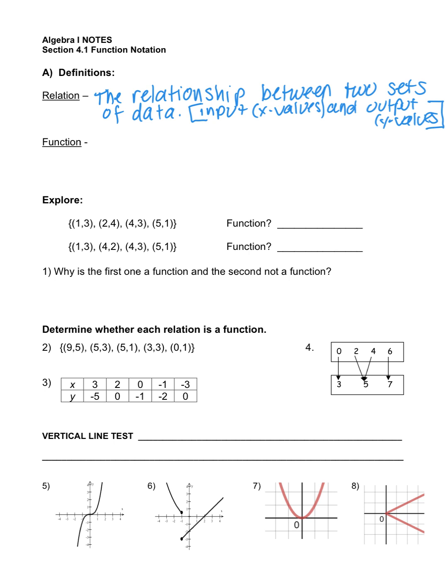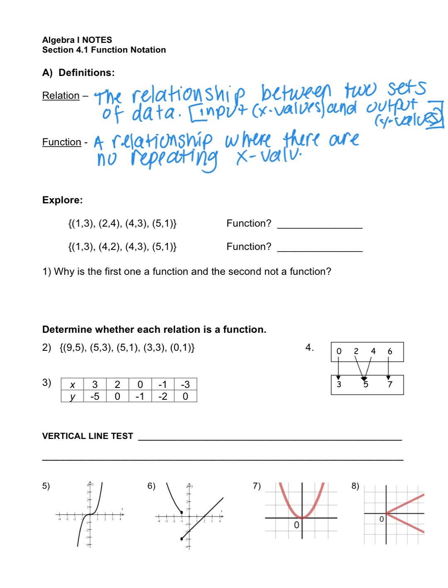Now, a function is a relationship where there are no repeating X values. So that means there will only be one X value. It can't be repeating. So let's go ahead and explore.